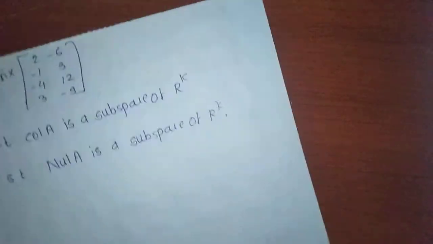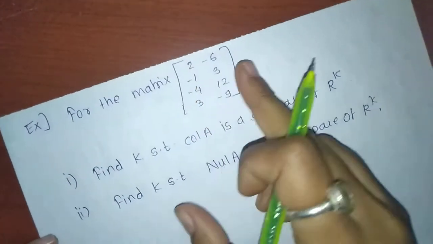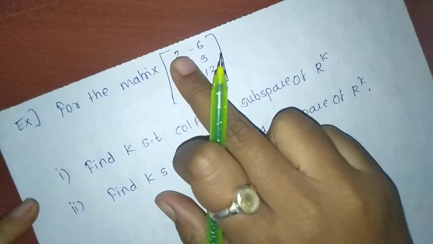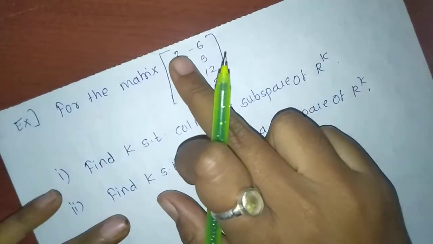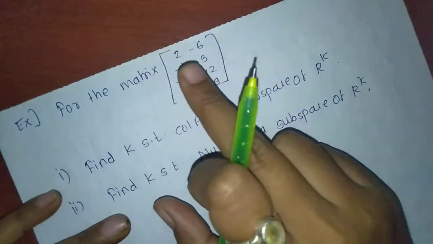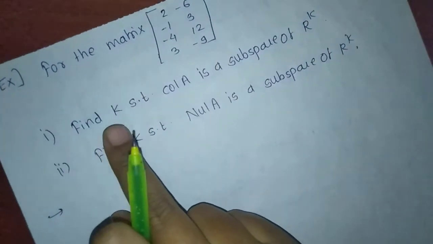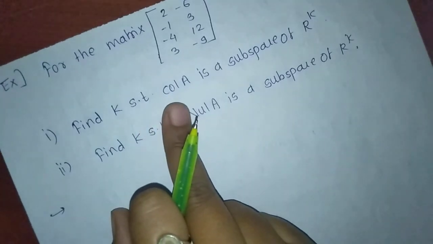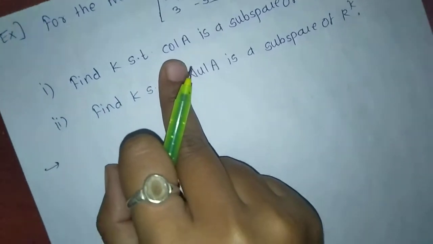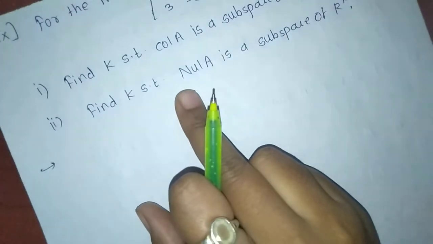Next example. For the 4 by 2 matrix A whose entries are 2, -6, -1, 3, -4, 12, 3, -9. First, find K such that column space of A is a subspace of Rk. Second, find K such that null space of A is a subspace of Rk.